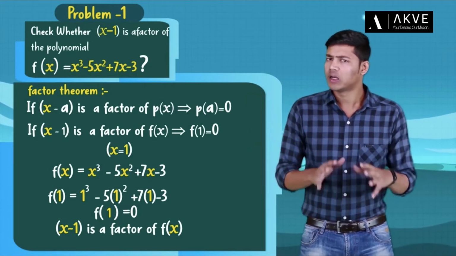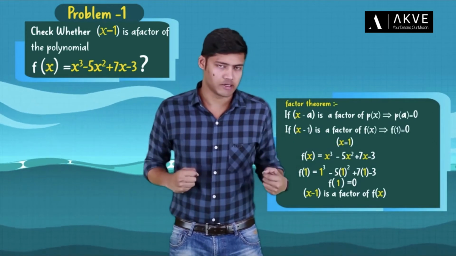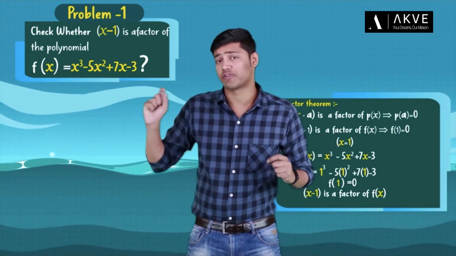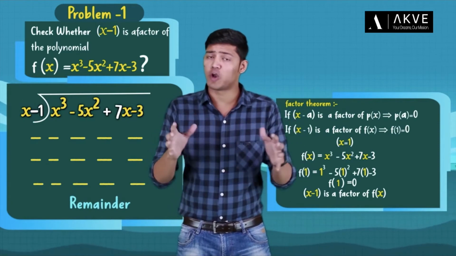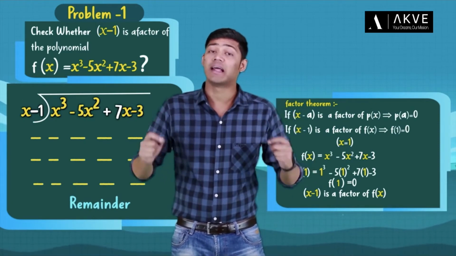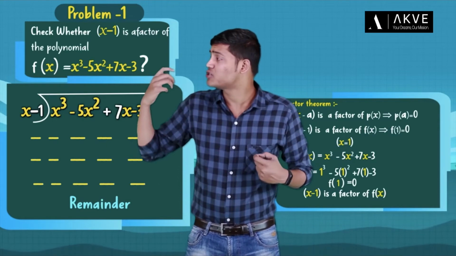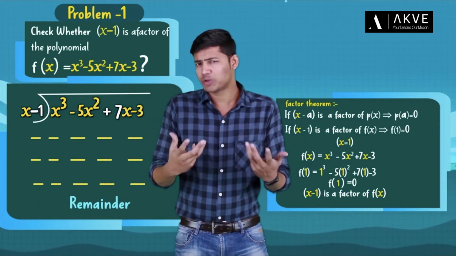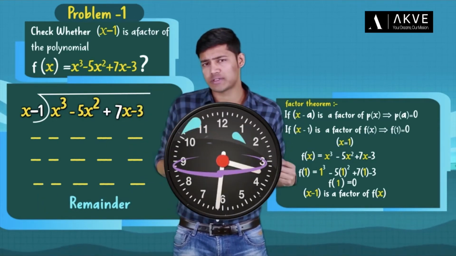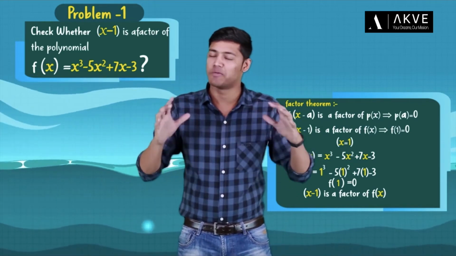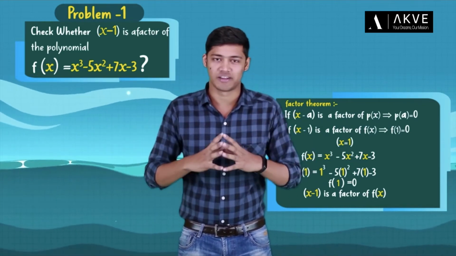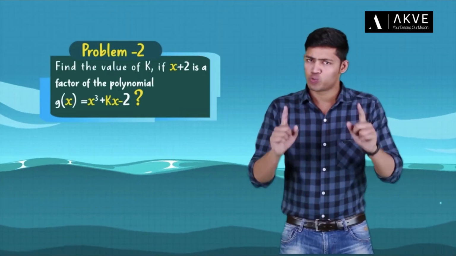Now, if there was no factor theorem, then for the same question, we would have to divide the polynomial f of x by the polynomial x minus 1 and then see whether the remainder is 0 or not. Don't you think it is a very time-consuming process? So this is how the factor theorem is helping us. So thanks to the factor theorem. Let's solve one more problem.